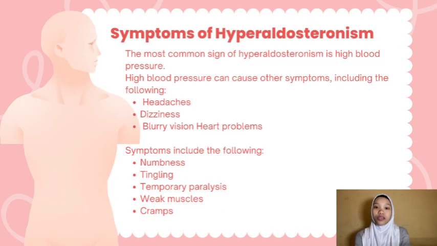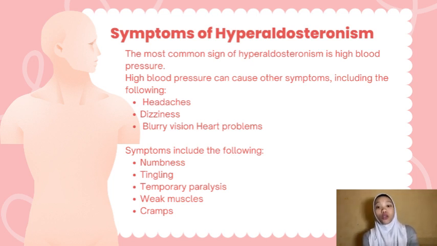So next is the symptoms of hyperaldosteronism. So the most common sign of it is high blood pressure. So it is usually hard to control and treat and doesn't respond to medicine, and sometimes people who have this condition take 4 or more types of blood pressure pills which don't seem to help. So high blood pressure can cause other symptoms include the following: the headaches, dizziness, blurry vision, and heart problems.